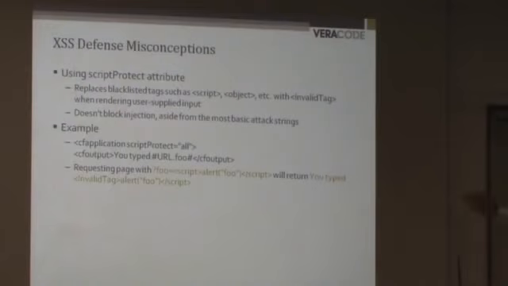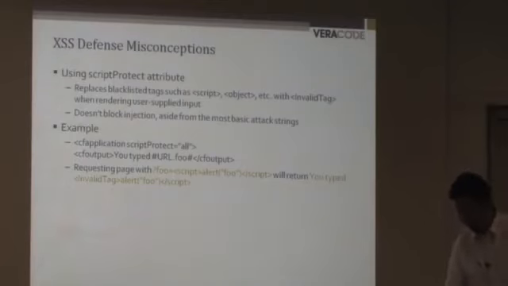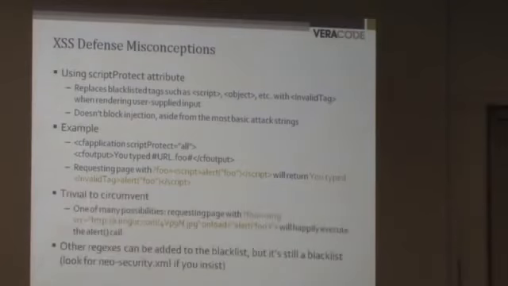So here's an example. You have CF application, you turn script protect on, and then you have an output tag that says you typed url.foo. It just takes the foo parameter from the query string and prints it out. This open script is replaced with invalid tag. Just trivial to circumvent. There's like a million different ways to do it, and you can just put it inside something that doesn't require a script tag, and then it just runs.